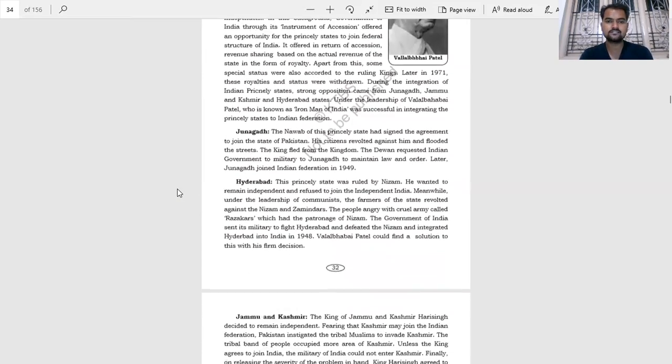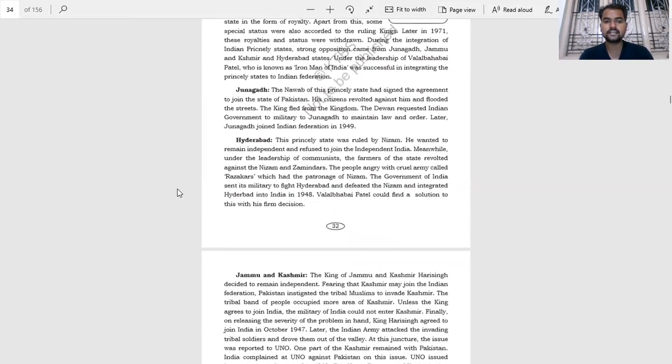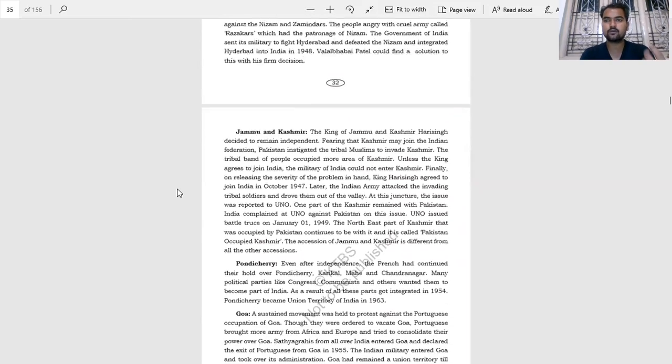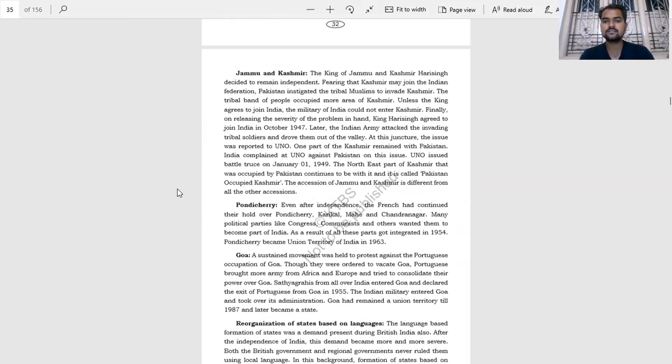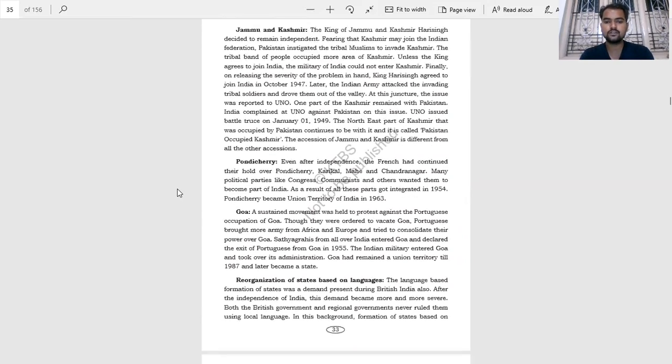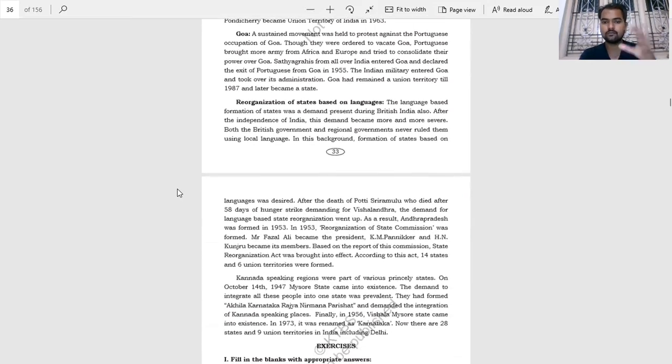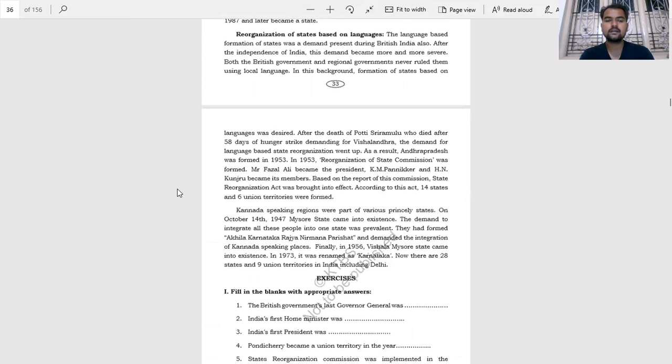So these were the problems and how our leaders, especially Sardar Vallabhbhai Patel, were successful in unifying the states, how Junagadh, Hyderabad and Jammu Kashmir created problems, and how the French and Portuguese did not want to be in India. Again, we formed our own government, and how the language based states were formed with the States Reorganization Commission, headed by Mr. Fazal Ali. So this was the chapter.